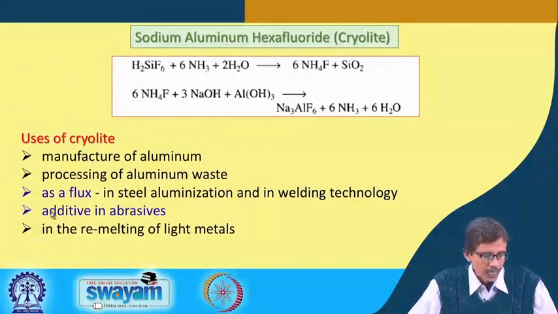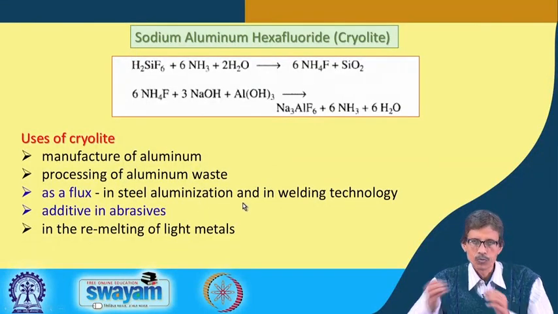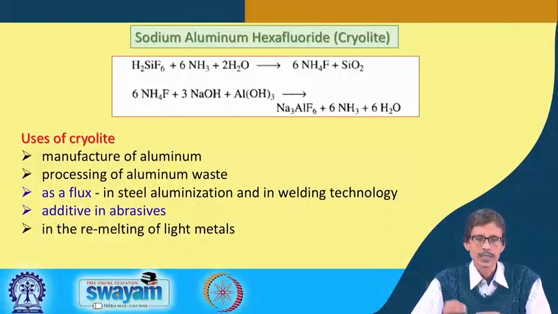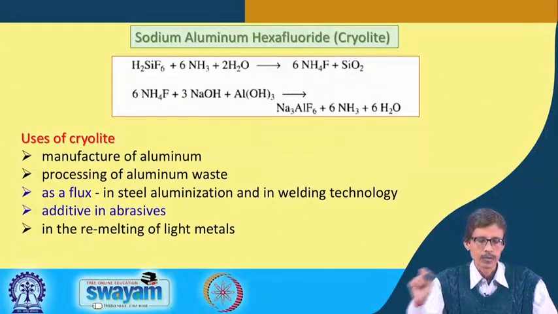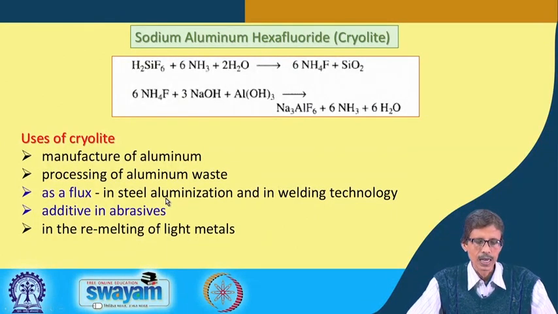Sometimes it can also be used as a flux, as we have seen in terms of a metallurgical component. When steel aluminization, that means if some aluminum is also present in some steel material, because we know nickel is present, iron is present and carbon is present from the stainless steel to any other kind of steel, but for some aluminum based steel material, we can put this particular material as a flux for steel aluminization and in welding technology, because it can reduce the corresponding fusion temperature for the welding purpose.